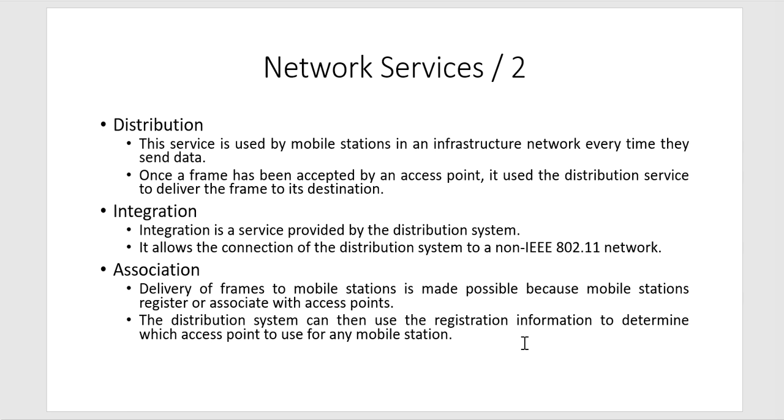Association. Association means that when delivery of frames is to be possible from a mobile station, it has to associate and register. Only then will the association take place. This is just a briefing, don't go in depth on that. We will discuss further in my upcoming slides. Then, by using this registration information, it will determine which access point to use for any mobile station.